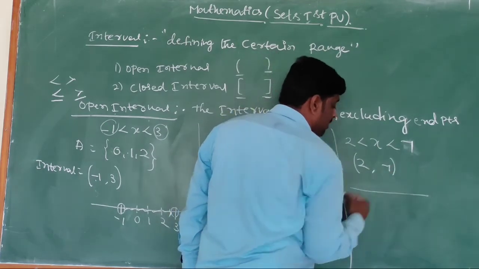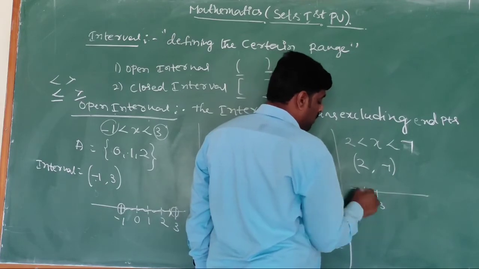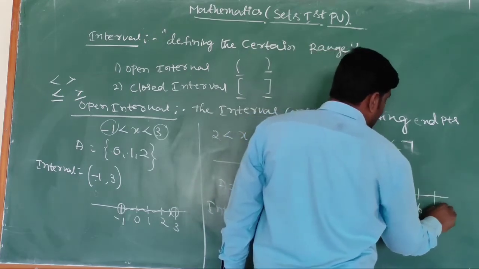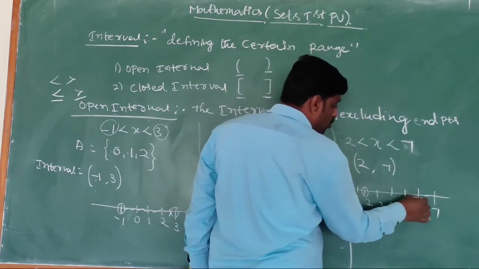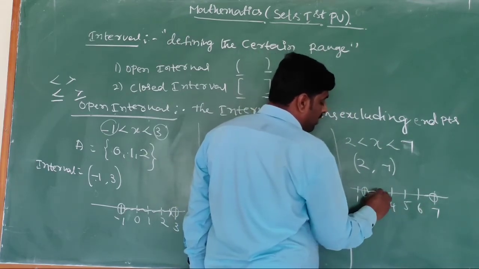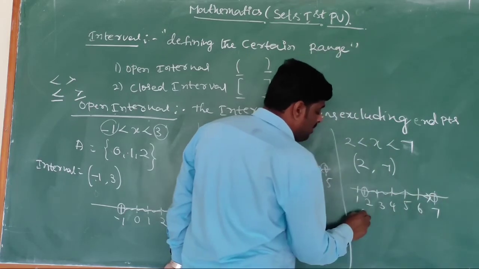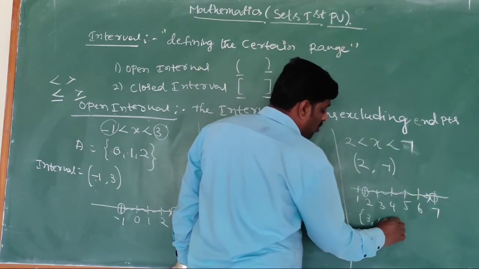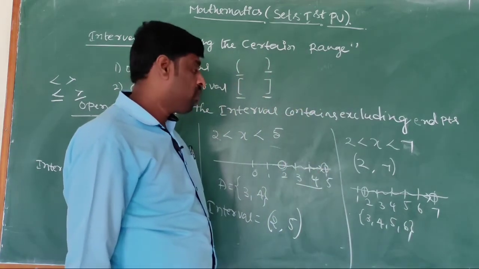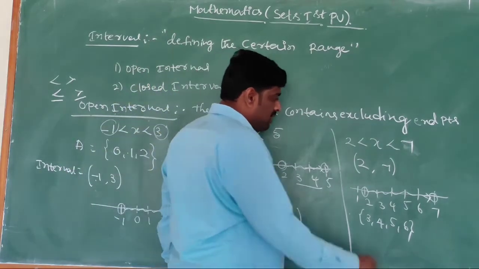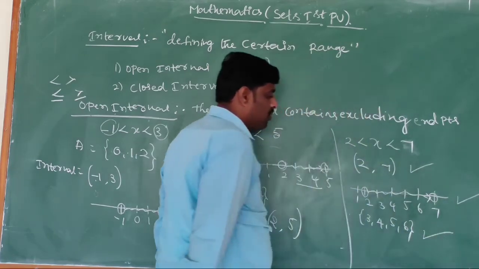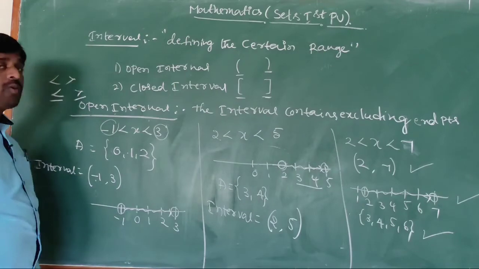Okay, now we have to write the set, that is 2, 3, 4, 5, 6, 7. So I mean ending points are 2 and 7. So now we should leave the 2 and we should leave the 7. So remaining elements are what? 3, 4, 5, 6. Okay, remaining elements are 3, 4, 5, 6. Okay, this is interval form, this is number line form, this is set form. Don't confuse, this is called open interval.